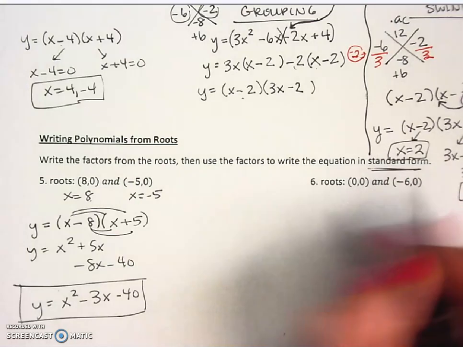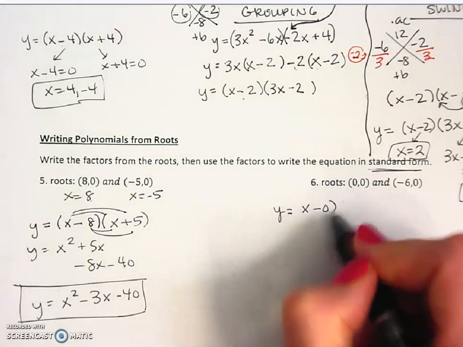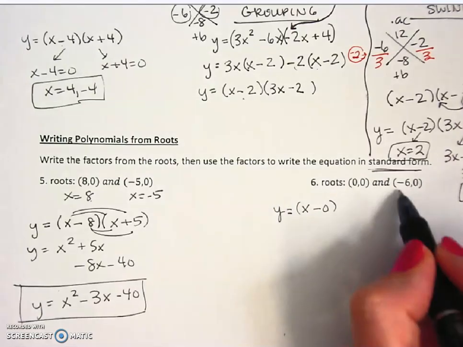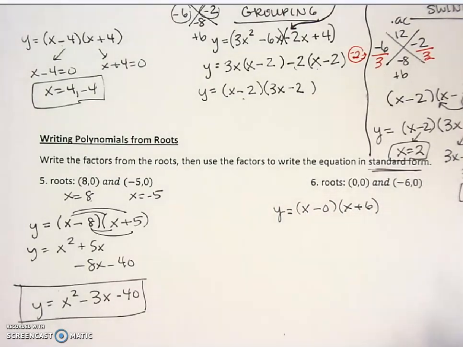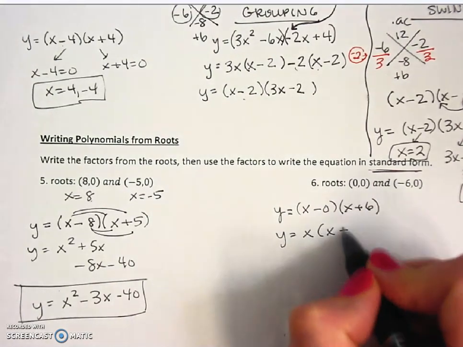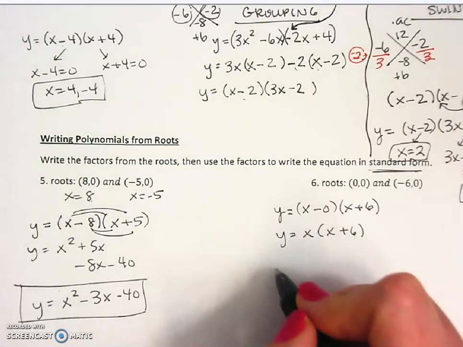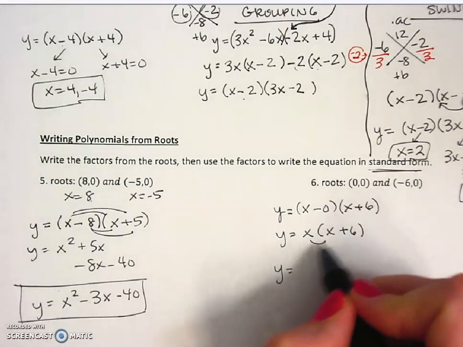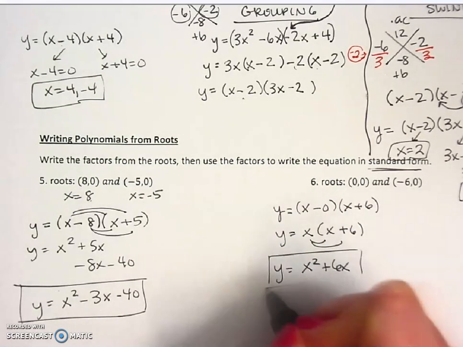For number 6, a root of 0, you can write just x, or you can write x minus 0. And a root of -6 came from a factor of x plus 6. And then writing that, so that's my factored form. Writing it in standard form would mean just distributing the x and getting x squared plus 6x.